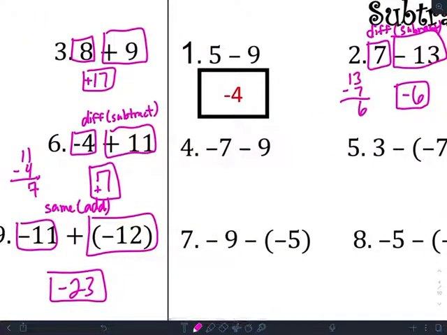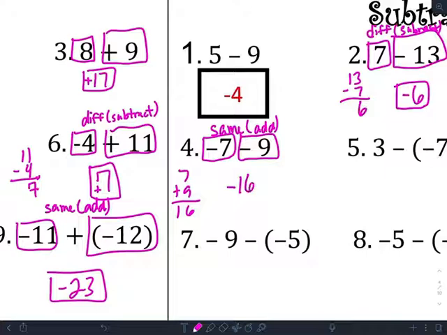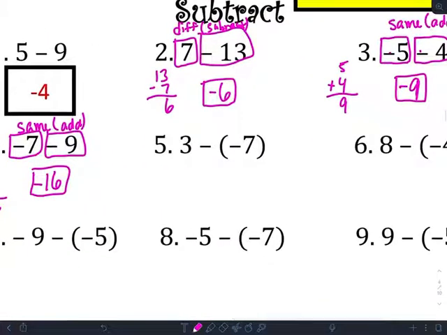Number 4. Negative 7 minus 9. Same sign, we're going to add it. Well, what's 7 plus 9? That gives us 16, right? My numbers are negative, so I'm going to keep it negative. Negative 16. Keep the sign.